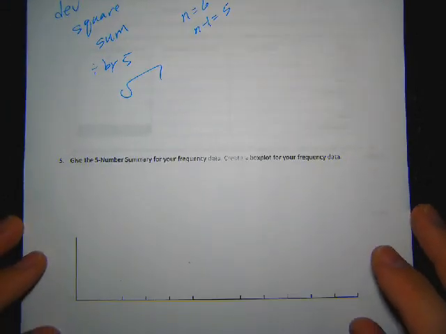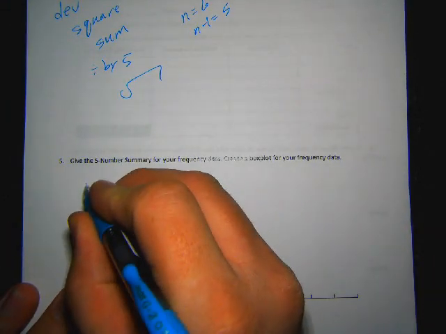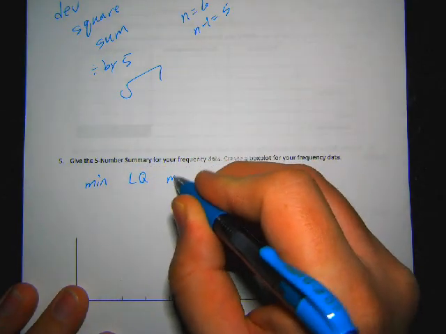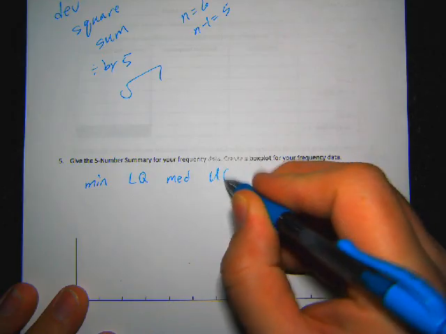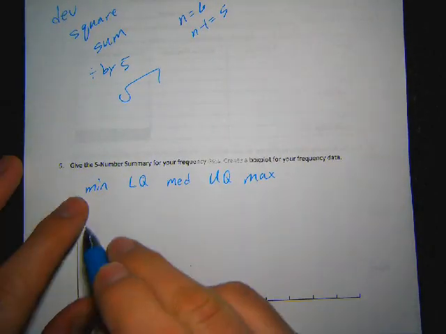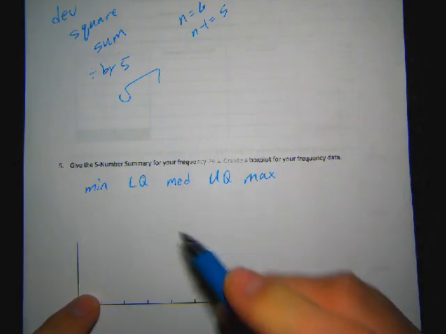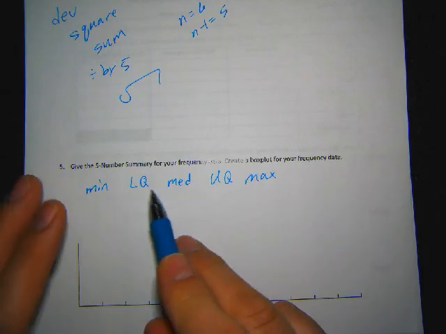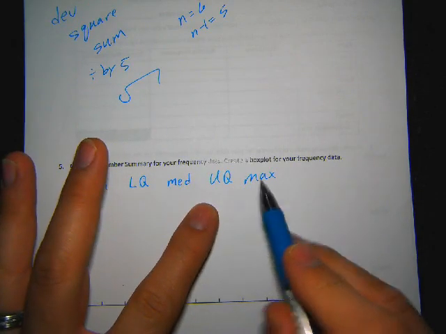Next, I want you to give the 5-number summary. Remember, the 5-number summary is the minimum value, the lower quartile, the median, the upper quartile, and the max. So you have to look for the smallest value, the biggest value, the median, which is the middle, and then you do the lower and the upper quartiles. Remember, the lower quartile is the median of the bottom half of the data, and the upper quartile is the median of the upper half of the data.